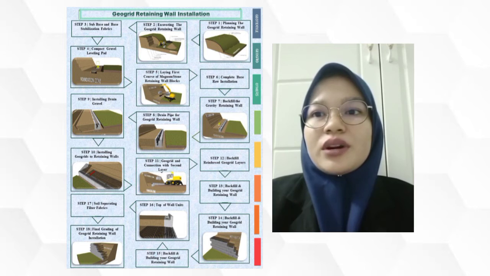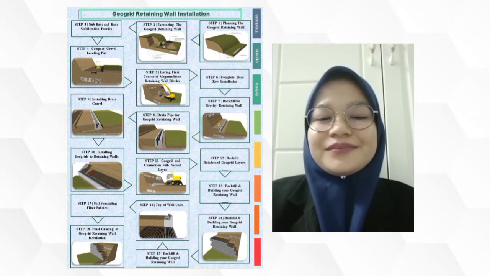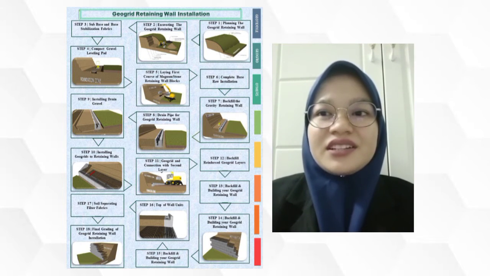Place a 6 feet wide soil separating filter fabric on top of the backfill and drainage gravel and against the back of the last unit before placing the planting soil. The fabric will prevent planting soil fines from staining the face of the wall and migrating into the clear crushed drain gravel. The last step is final grading of the geogrid retaining wall installation.